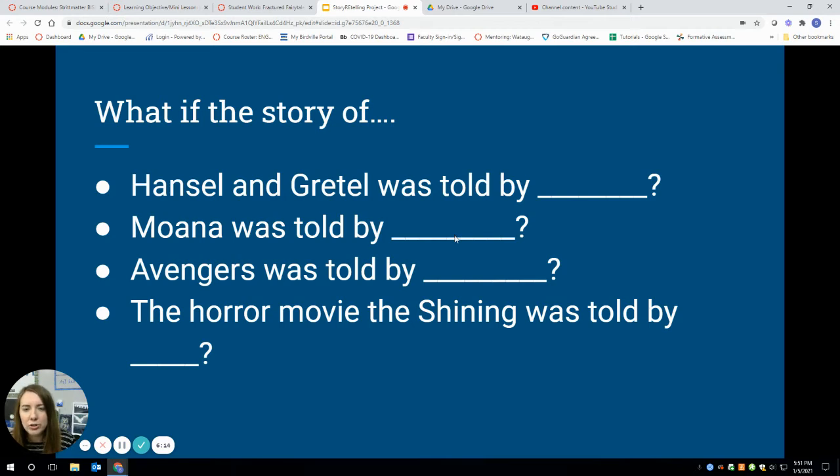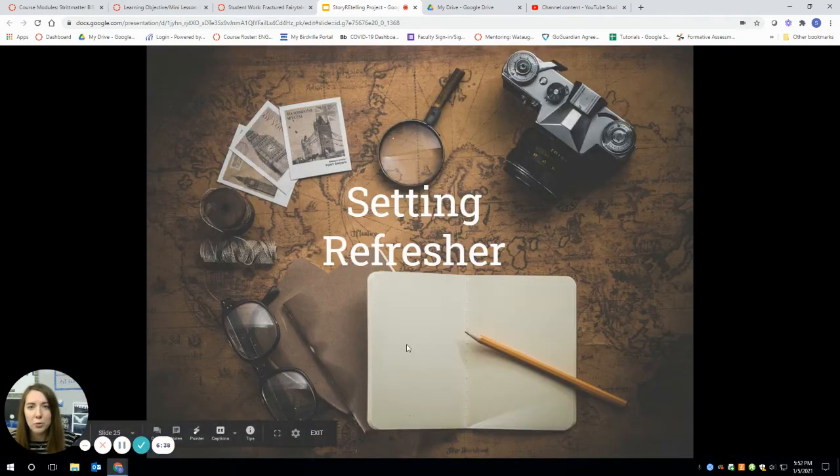What if the Avengers was, instead of having Spider-Man or Iron Man as the main character, told by one of the villains? What if the horror movie The Shining, instead of being told from the point of view of like the little boy or the dad, was told from the hotel's point of view? It's about a haunted hotel. It's totally alive. It's terrifying. But what if we told the horror movie from the monster's point of view? That would change our whole story.